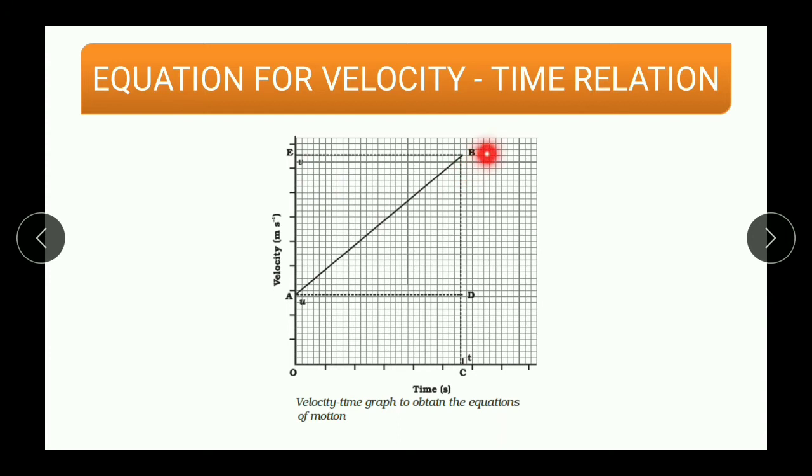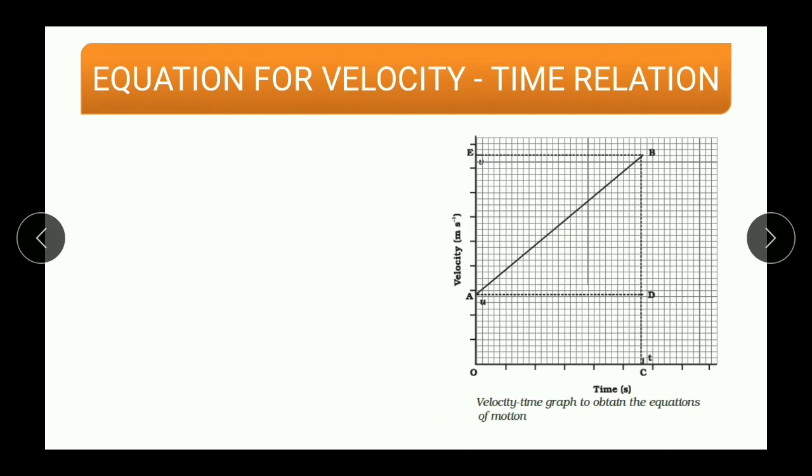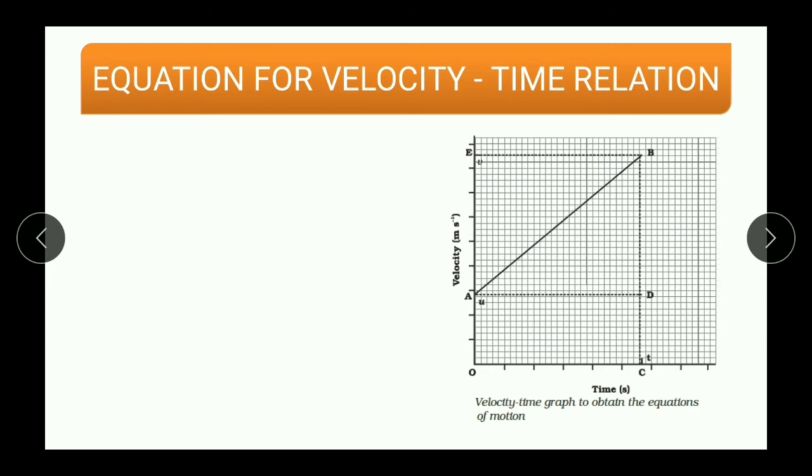So this has increased until here. So v is the final velocity. And this has happened in a time interval t. This velocity changes at a uniform rate. Let that rate of change in velocity be a. Let us move this graph aside and let us start with the derivation.